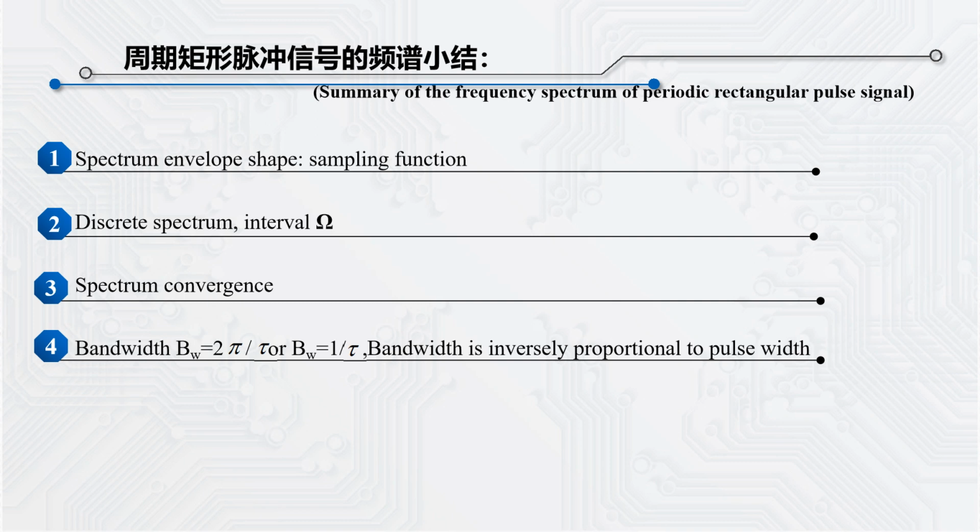Let's summarize the frequency spectrum of the periodic rectangular pulse signal. From the previous analysis, we can find that the envelope of the frequency spectrum of a periodic rectangular pulse signal changes according to the law of the sampling function. Its frequency spectrum is a discrete spectrum. The interval of the spectral lines is omega. The spectrum is also convergent. In particular, its bandwidth is usually defined as 2 pi over tau, or 1 over tau. The width of its pulse is inversely proportional to its bandwidth.